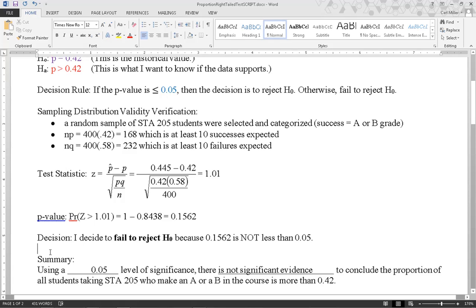In summary, using a 0.05 level, there is not significant evidence to conclude the proportion of all students taking Stat 205 who make an A or a B in the course now is more than 0.42, or the 42% historical figure.